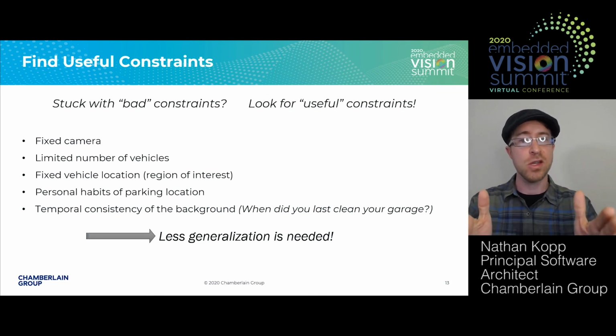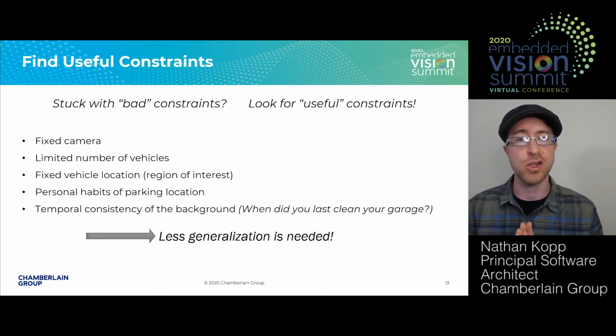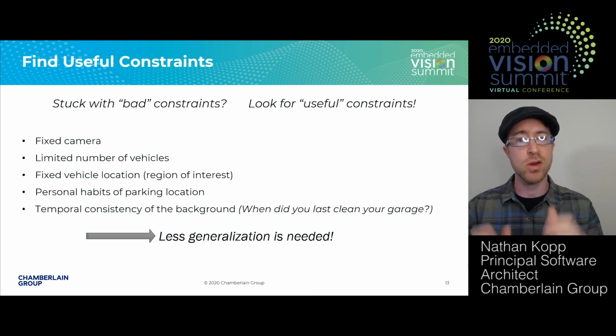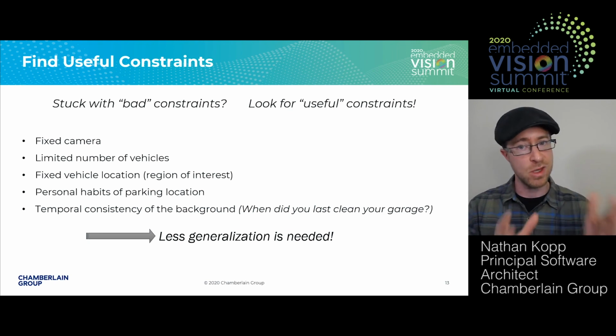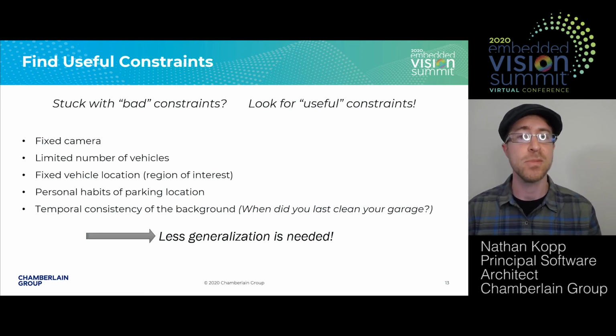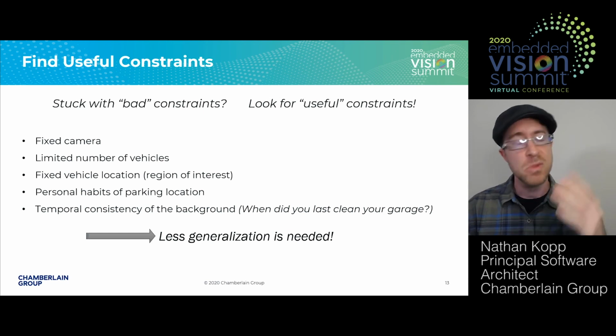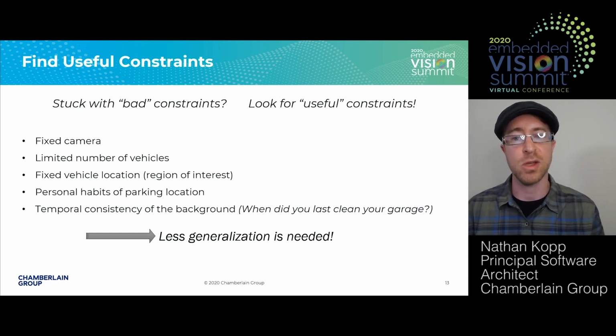The vehicles also generally park in a fixed location. There's not a lot of wiggle room in most people's garages, which means we know where that region of interest is going to be. At least once we've seen it once, we know where it's going to be in the future. Personal habits. People usually park on the same side of the garage over and over again with not a whole lot of crossover. That's not true of everybody, but it's true of enough that we can leverage that.